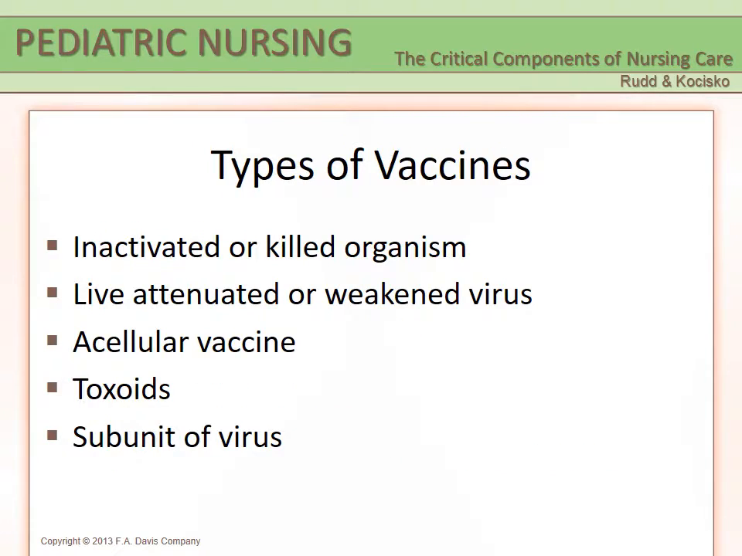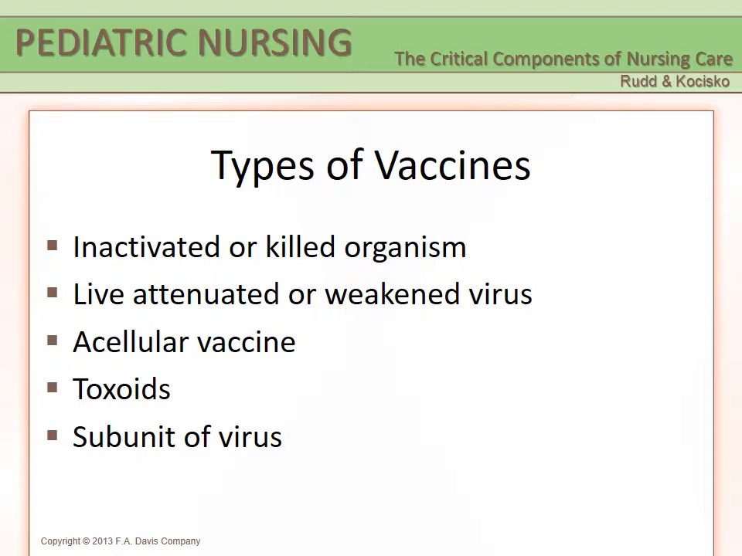So different types of vaccines. You have your inactive or killed organism. A good example of this is an inactivated polio virus. So when you have an inactive or killed organism, this is when the virus is disabled. So it's unable to replicate itself, but there's just enough of its original characteristics that it can stimulate an immune response in the body and give someone that immunity for that vaccine.